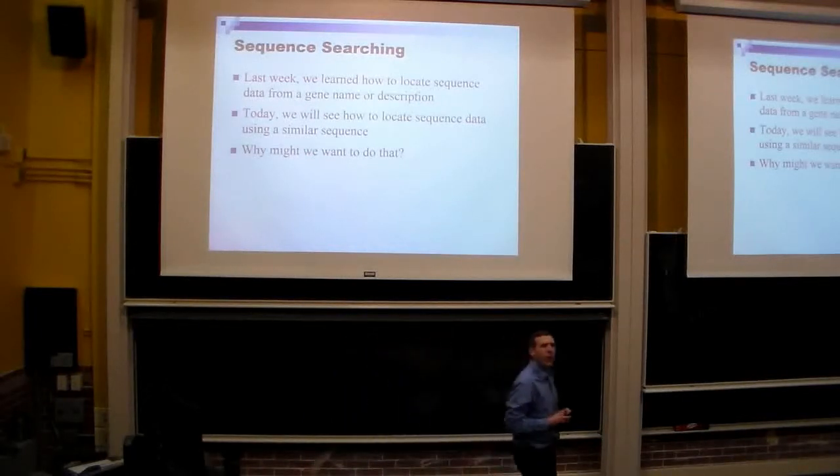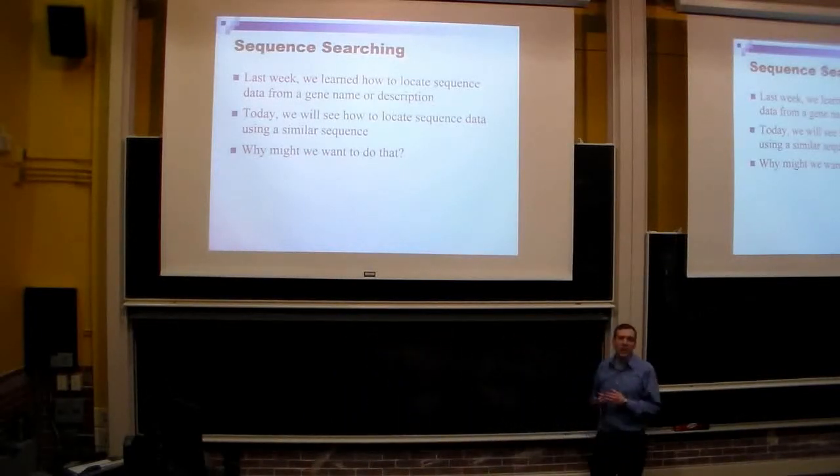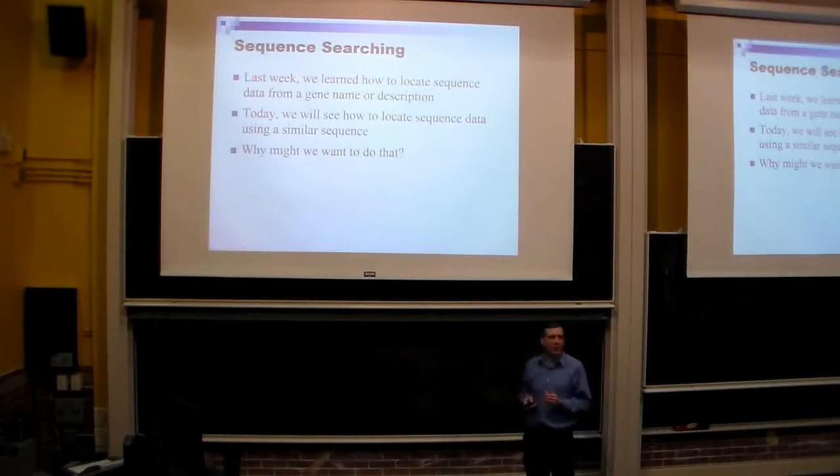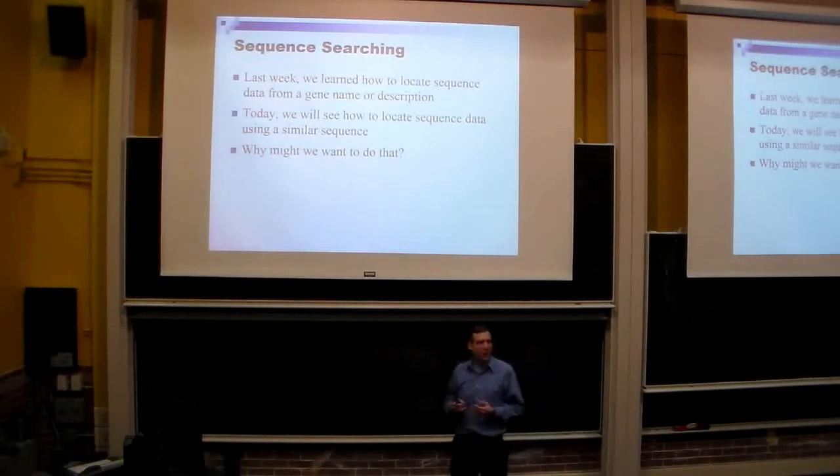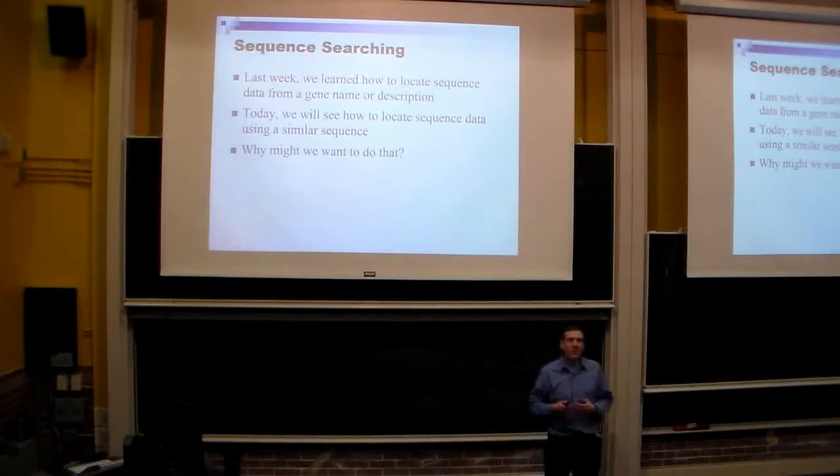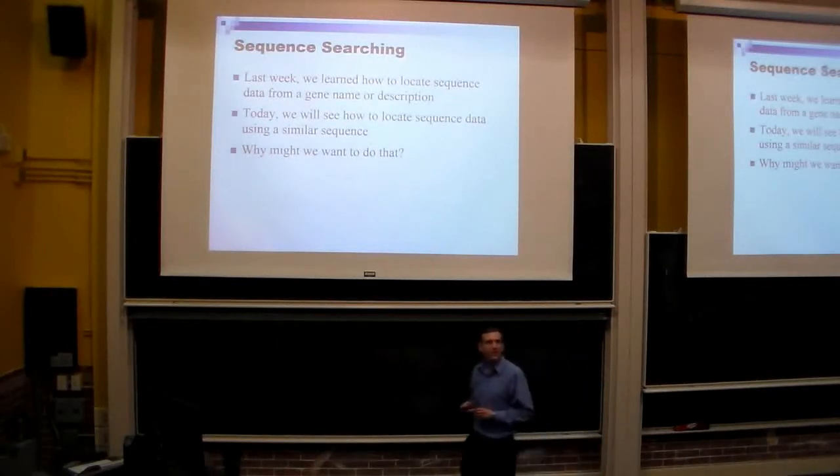So can anyone think of why it might be that we might want to take a biological sequence, let's say a piece of DNA or RNA, and find other sequences similar to that one? What might be some applications of this? Yeah, we might be interested in finding a model organism that has a gene similar to a human gene of interest to us because we can do experiments in a model organism that we can't do in the human.